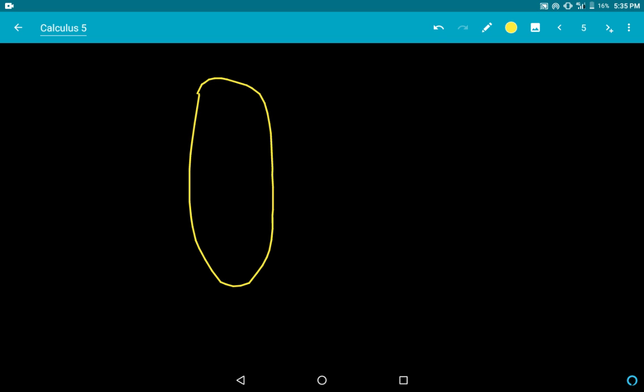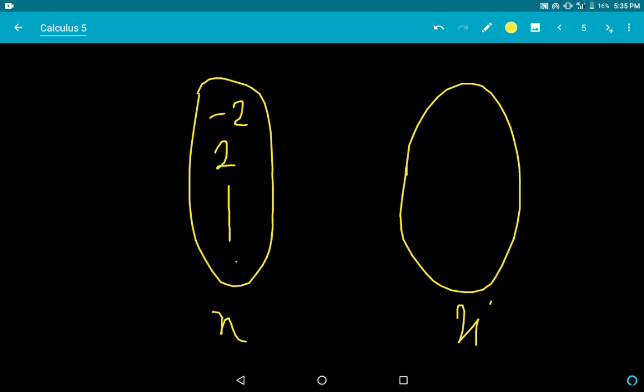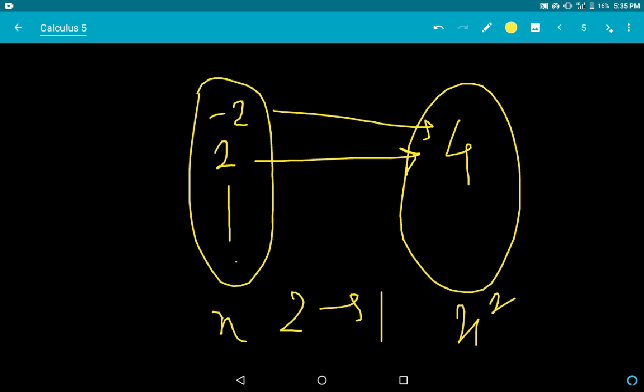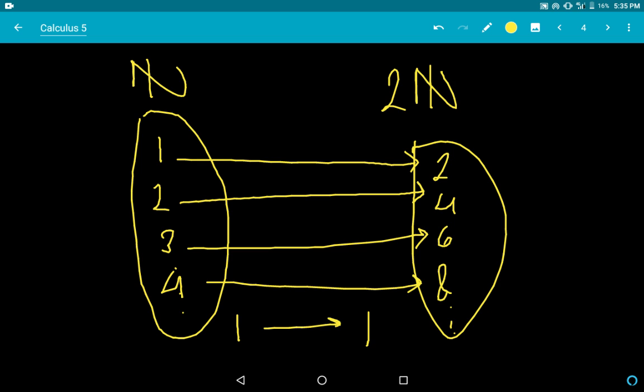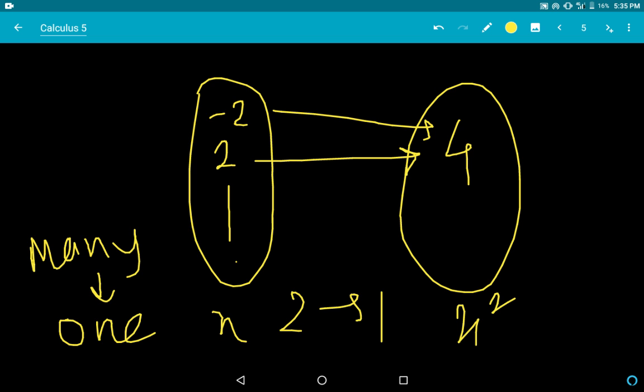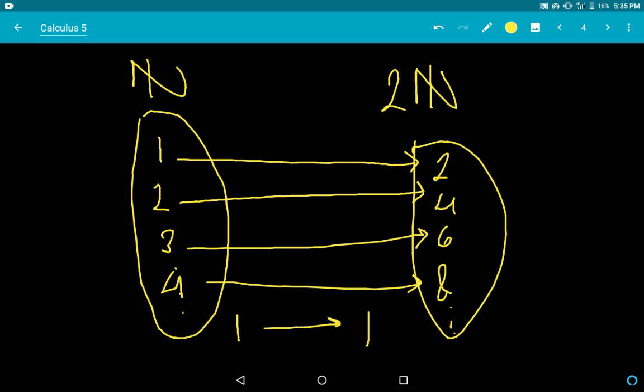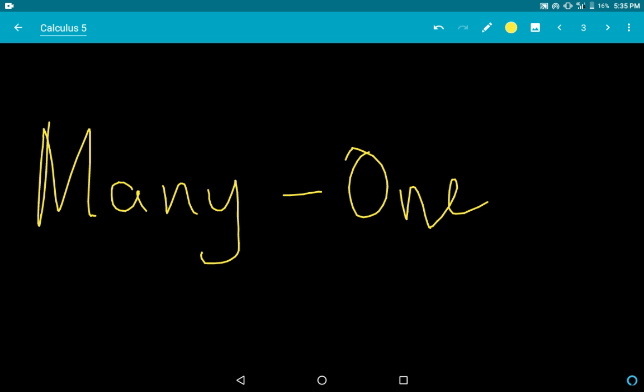Otherwise, if the function would have been like this, say -2, 2, and this is x and this is, let's say, x square, then this would be many to one. See, it is 2 to 1, meaning actually there is nothing but many values going to one value. This is the many-to-one function, and the one-to-one function is called an injective function.